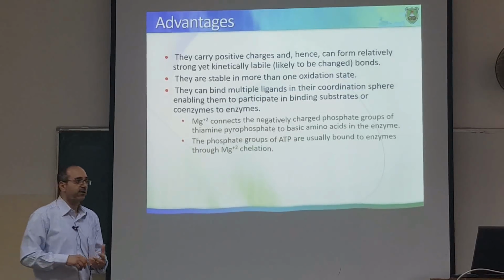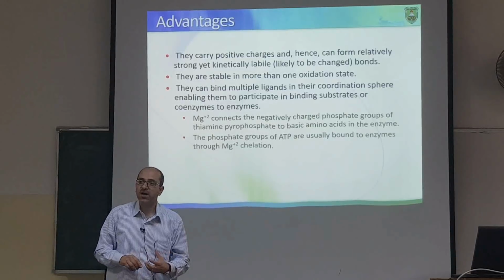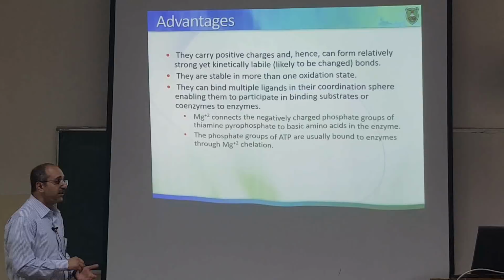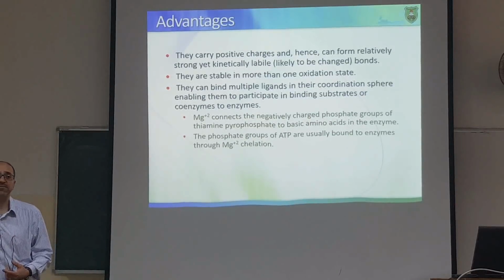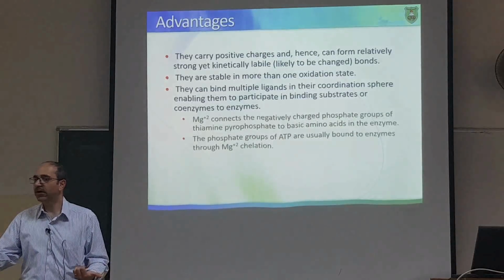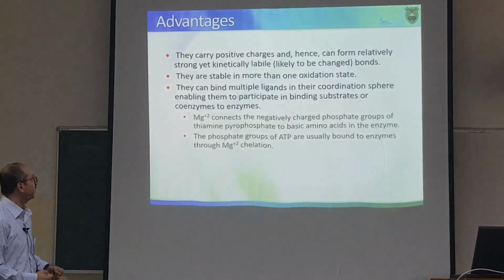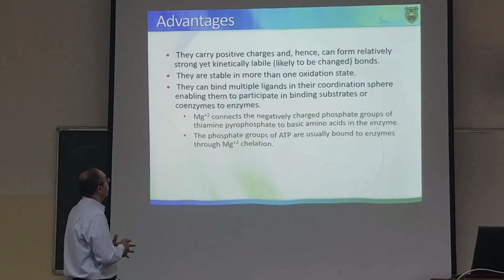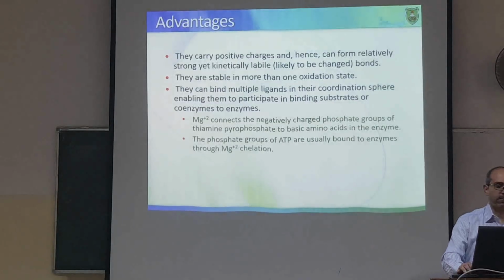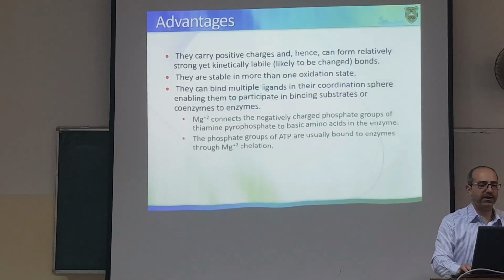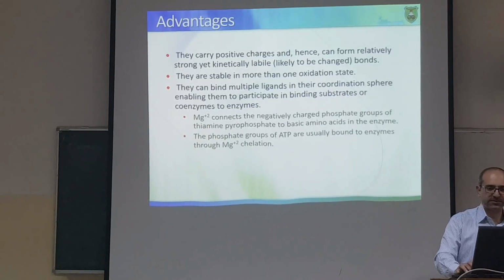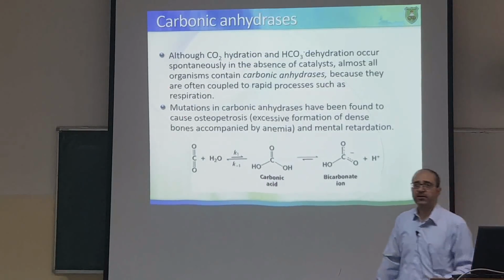Now, so this is zinc. It can exist in different oxidation states and they are stable. You know, they can form several or multiple covalent bonds مع substrate as well as مع enzyme, okay? بحكيلك عن شغلتين مهمة. حكينا, okay, عن magnesium. And they can form kinetically labile bonds. نحكي عن carbonic anhydrase.